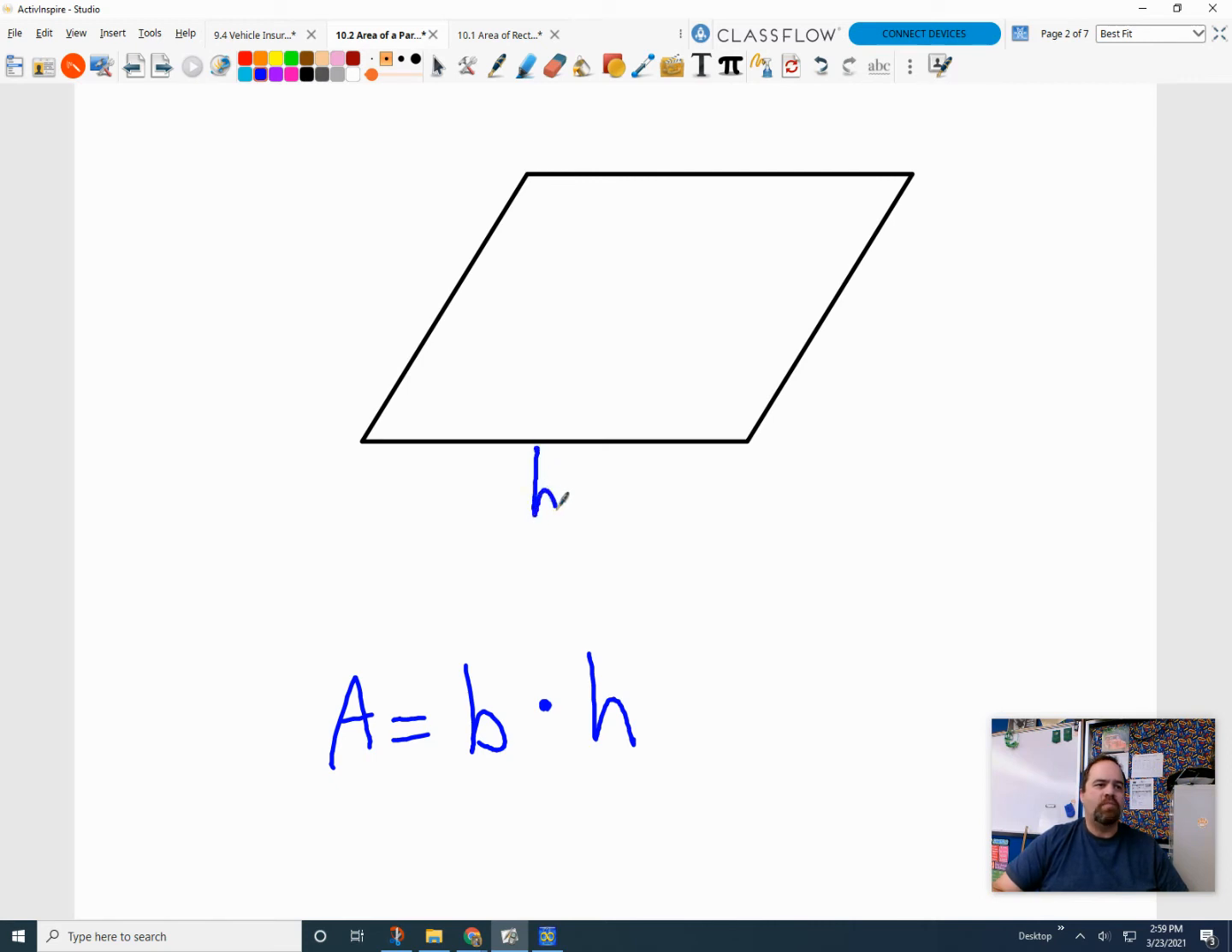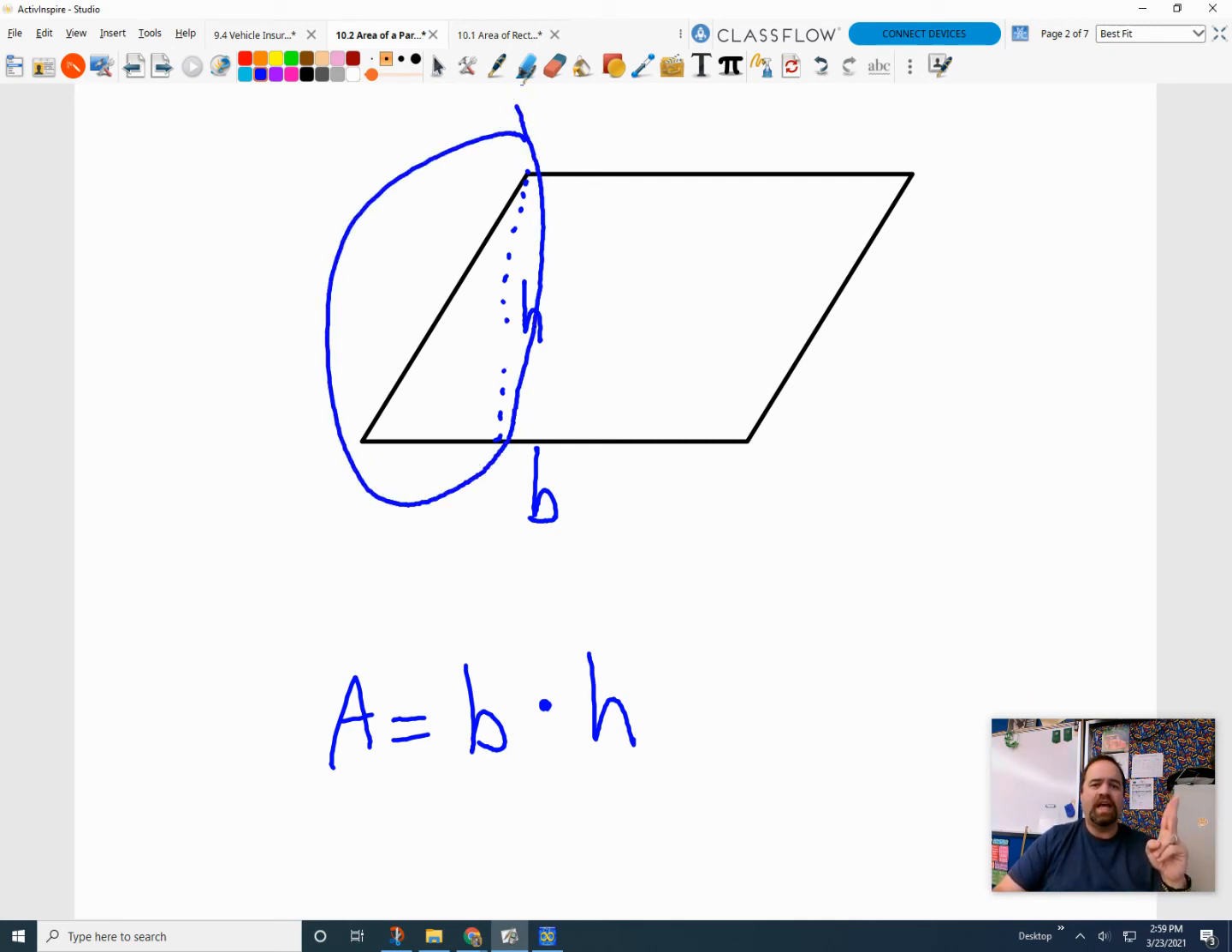So the base of this shape is the flat part that it sits on, and then the height is how tall it is through the center. If I were to draw a perpendicular line straight up and down, how tall is it there? Now, in my head, the way this works is that triangle that I've created over here on the left, if I were to take a pair of scissors and cut that off, that triangle would fit perfectly right here in this space and create what would have been a rectangle.